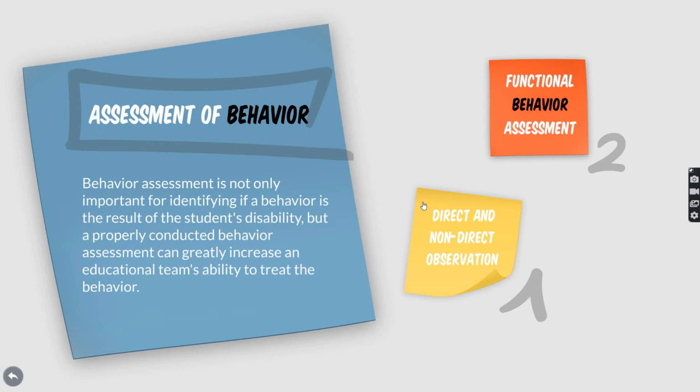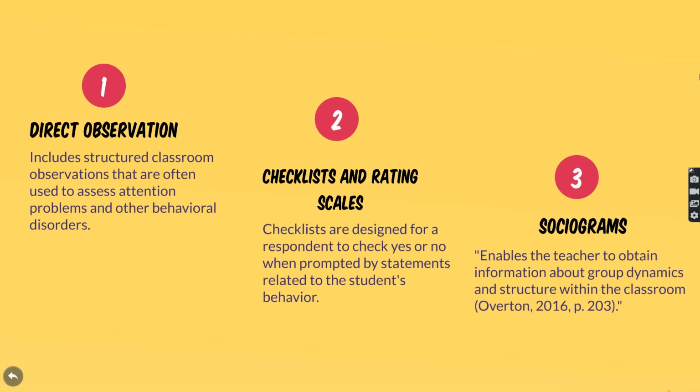The direct and non-direct observation methods. Direct observation includes structured classroom observations that are often used to assess attention problems and other behavioral disorders. Checklists and rating scales. Checklists are designed for a respondent to check yes or no when prompted by statements related to the student's behavior. A third method is known as sociograms. This enables the teacher to obtain information about group dynamics and structure within the classroom.